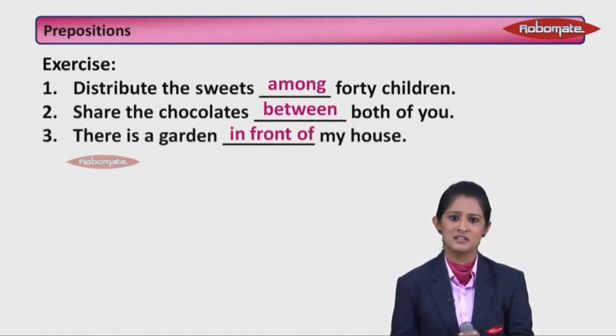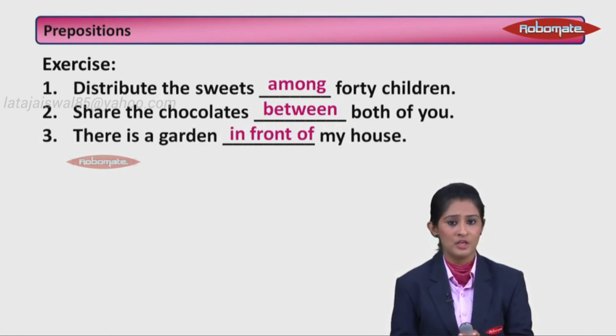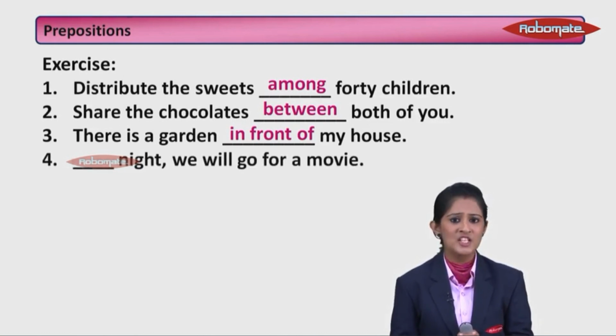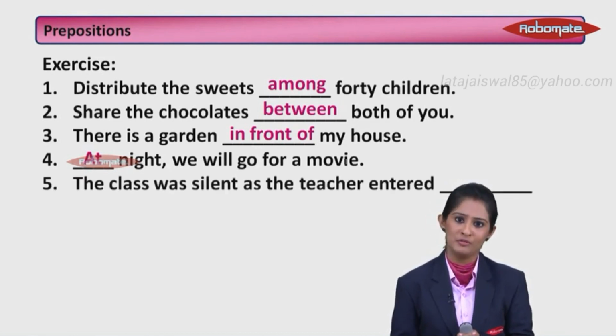There is a garden in front of my house or maybe behind my house, but we definitely can't say in my house, on my house, between my house. Here it gives us direction. Dash night we will go for a movie. Generally we write the word in, but for night, midnight, noon we write the word at. At night we will go for a movie.